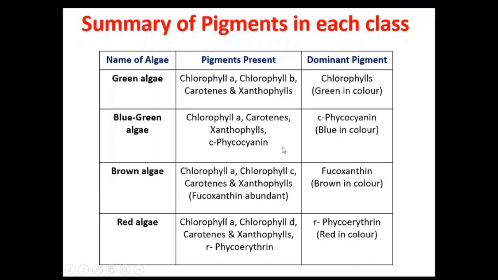So here in this table we can understand that each class of algae contains the main photosynthetic pigments, that is chlorophylls, as well as the accessory pigments, that is carotenes and xanthophylls. And because of the abundance of certain pigments, the algae get their characteristic dominant color.